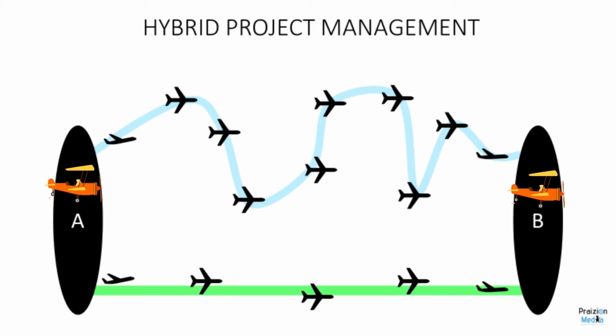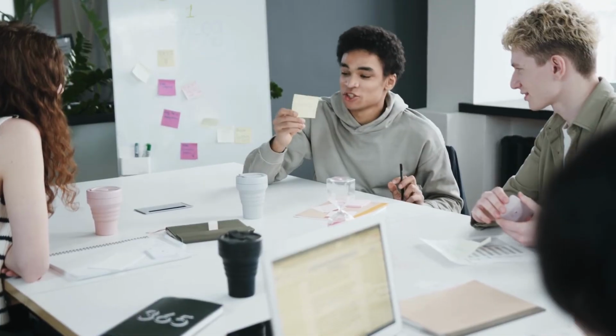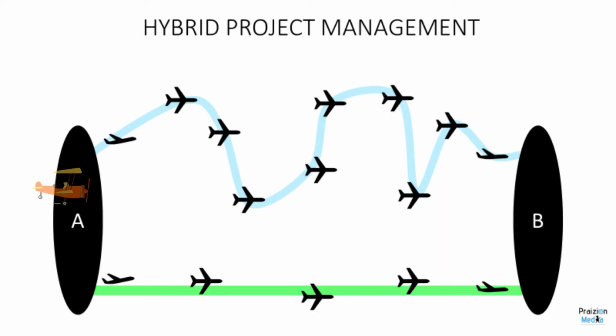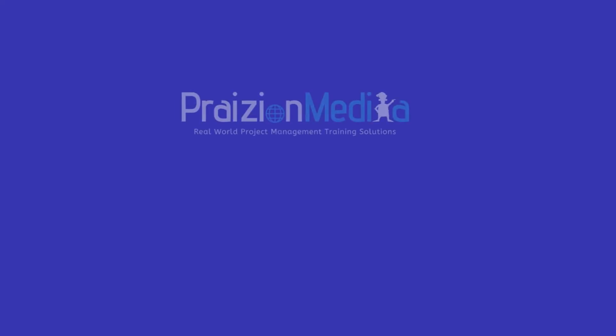Moving on to our last example, hybrid project management, going from point A to point B, but having two different pieces of the project being done, one using Predictive and another using Agile, for example, is exactly how hybrid project management works.